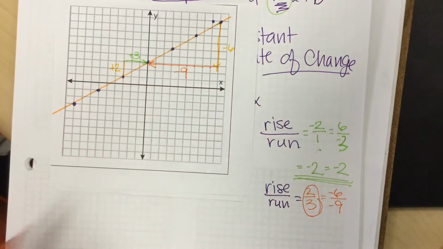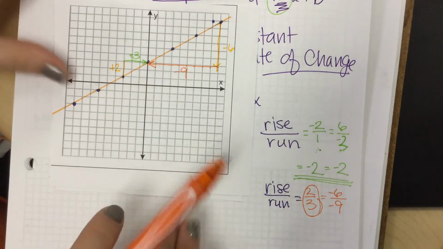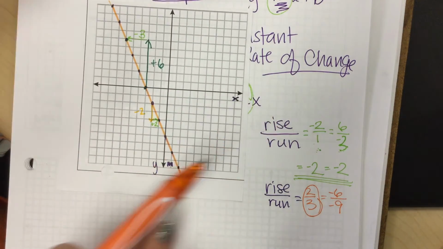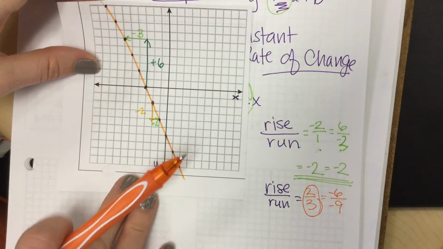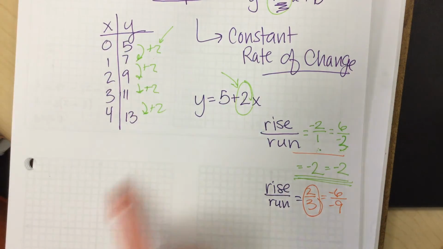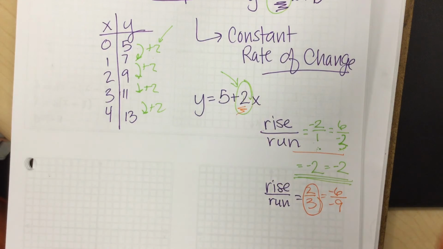So it doesn't matter what points you pick. Any 2 points will do to find the slope of the line. On a line is rise over run. Decreasing will have a negative slope. In our table, it's a rate of change, and on our equation, it's the coefficient of x.